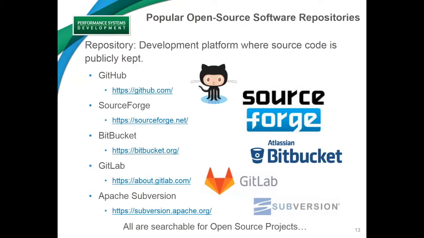Repositories are, again, places, development platforms where open source code is publicly stored and accessible. On this slide, I've listed my top 5 public repositories where you can find any number of open source projects. Because they're open source, you can inspect them, modify them, and redistribute them, again, respecting the terms of their individual licenses.